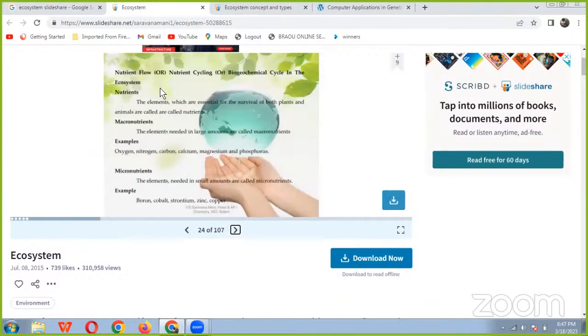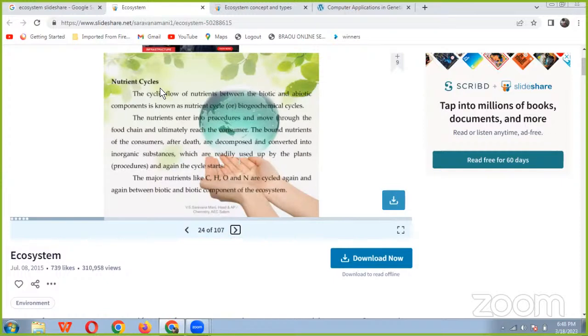Next is nutrient flow, nutrient cycles, and biogeochemical cycles. Nutrients are the elements essential for the survival of both plants and animals. There are macronutrients, C, H, O, P, K, and micronutrients like boron, cobalt, selenium, zinc, copper, manganese, and magnesium. These are the nutrient cycles.